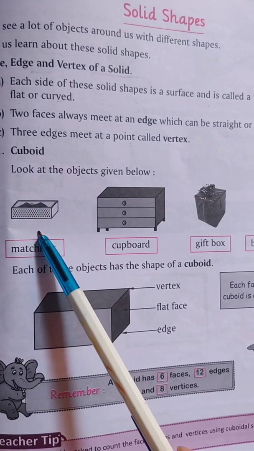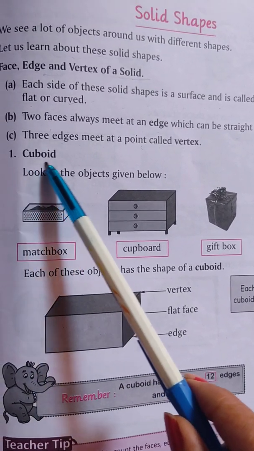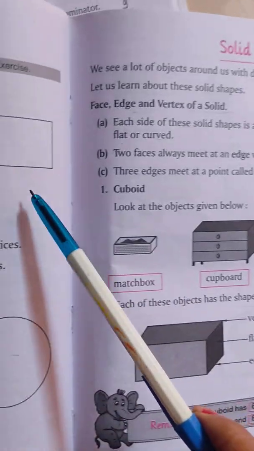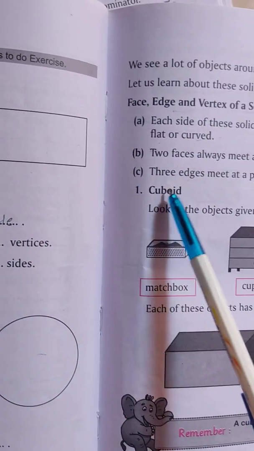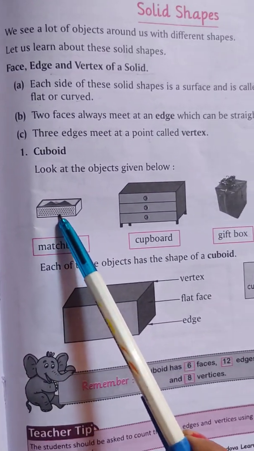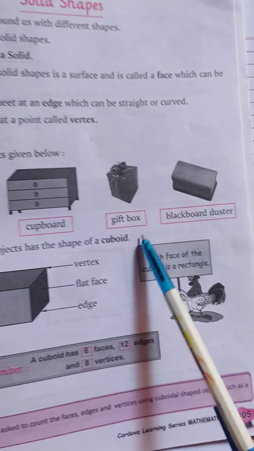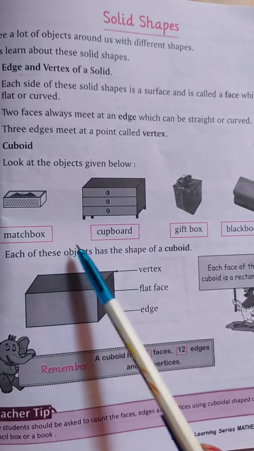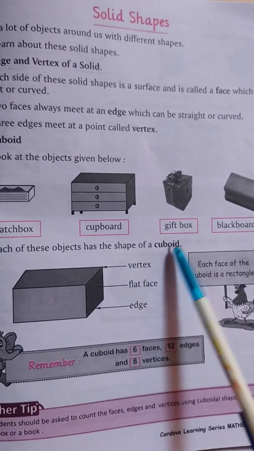Cuboid. This is a solid form of rectangle. Cuboid. Matchbox, cupboard, gift box, blackboard, duster. Okay. Each of these objects has the shape of a cuboid.